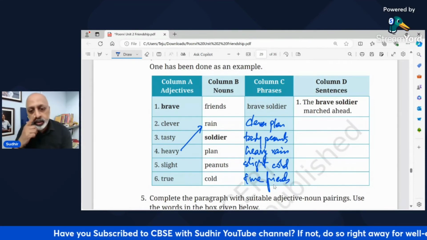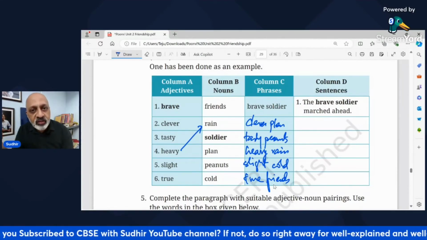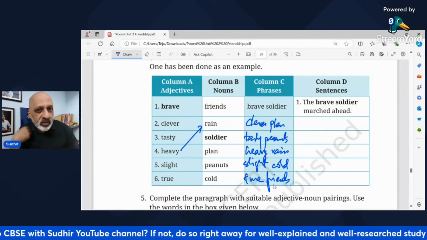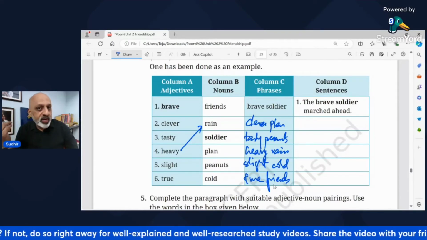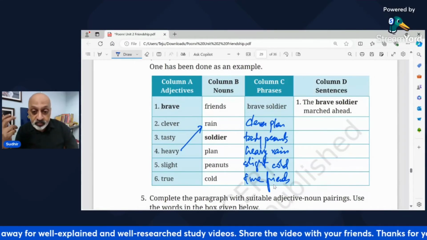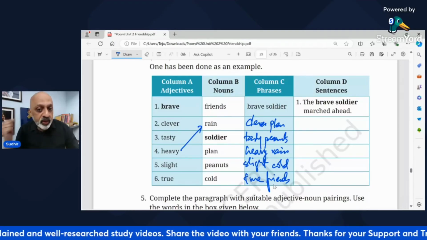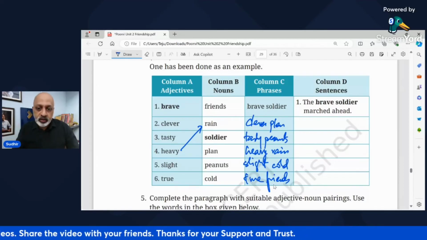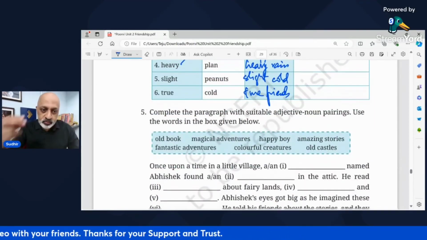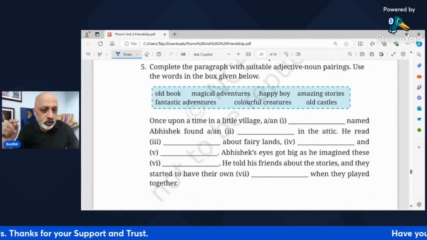Okay, and now you can make sentences with this. You know, there is heavy rain in Mumbai today. I'm suffering from a slight cold. You know, we all need true friends in our life. He served us tasty peanuts. Rohit came up with a very clever plan. So I've told you the 5 sentences also. Jaldi, jaldi karo.